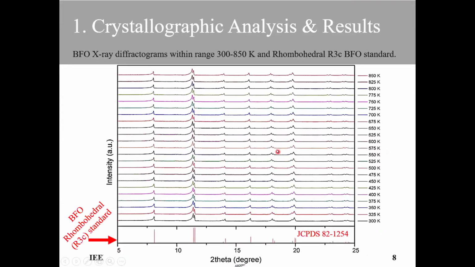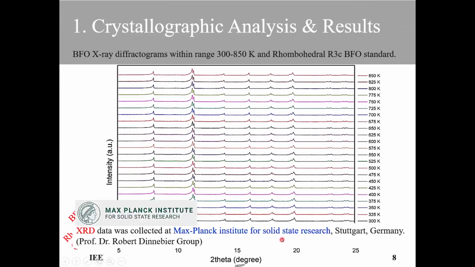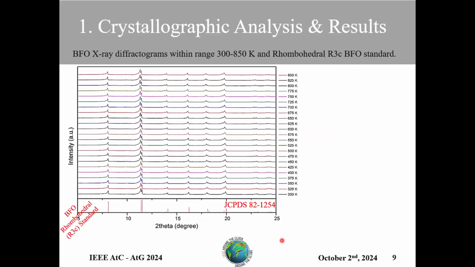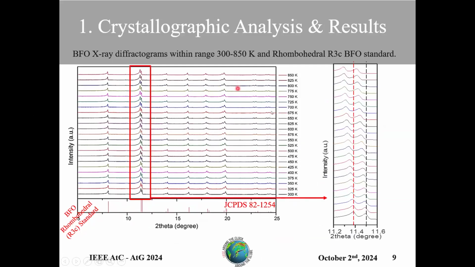Now let's move on to the methodology and results. X-ray data was collected at various temperatures from 300 Kelvin to 850 Kelvin using silver radiation at the Max Planck Institute for Solid-State Research. Then, from this collected data, when compared with the standard card for the BiFeO3, we can see that the bismuth iron oxide exhibits a rhombohedral crystal structure in the R3C space group. Also, in the whole temperature range, no crystallographic transitions were observed. Only a slight peak shift towards lower theta, shown in the inset here, is observed, which happens due to the thermal expansion with increasing temperature.